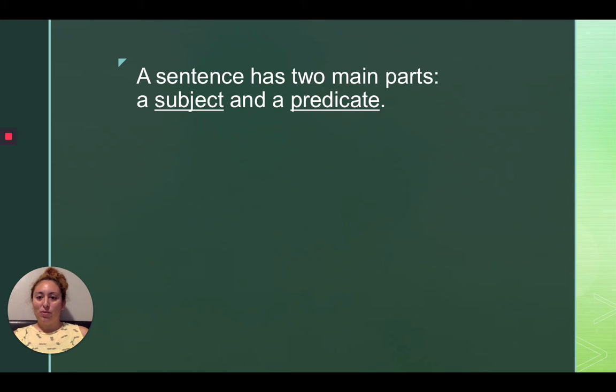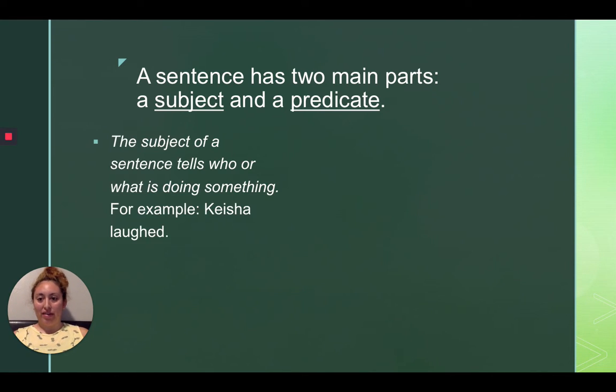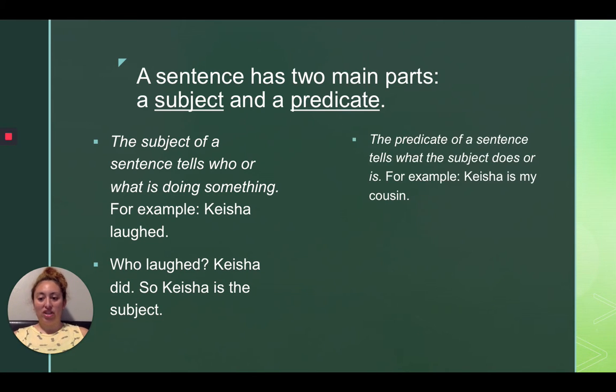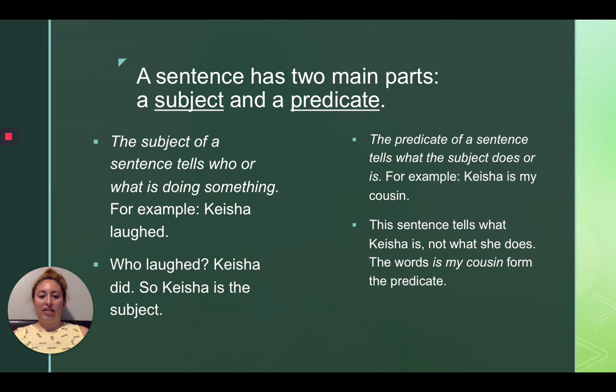A sentence is made up of two parts, a subject and a predicate. The subject of a sentence tells who or what is doing something. For example, Keisha laughed. Who laughed? Keisha. So Keisha is the subject. And the predicate of a sentence tells what the subject does or is. For example, Keisha is my cousin. The sentence tells you who Keisha is. She is my cousin.